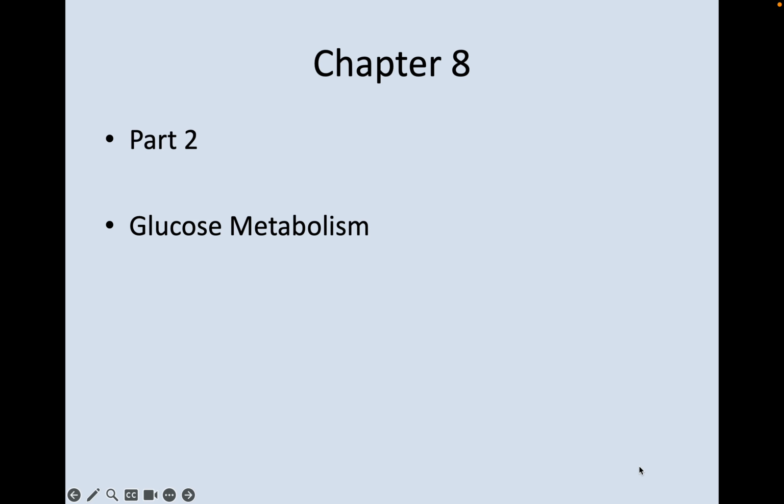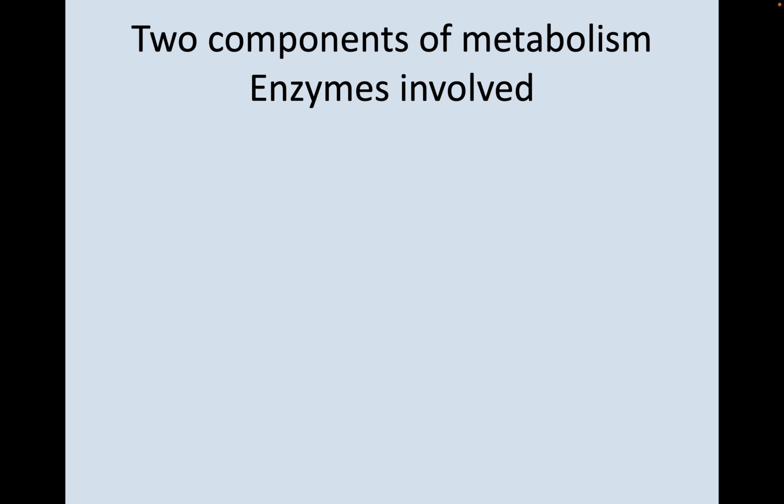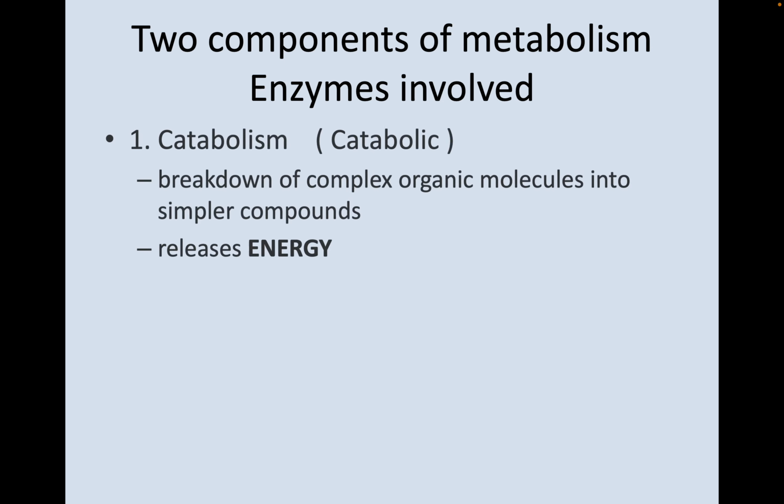All right, so this is part 2 of the chapter 8 lecture, and we're going to talk about how microbial cells break down glucose to utilize it as an energy source. There's two components of metabolism. Enzymes are involved. The first part is catabolism, or catabolic reactions. These are the breakdown of complex organic molecules into simpler compounds, and they release energy.